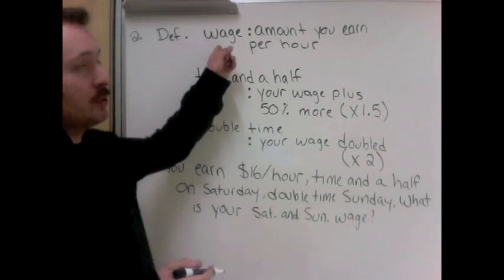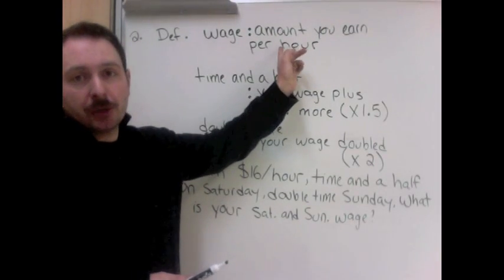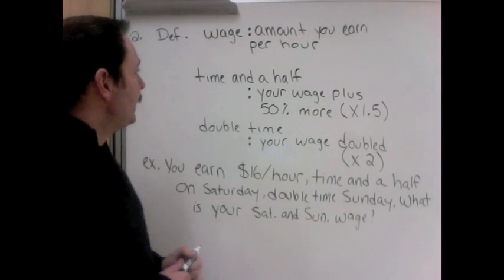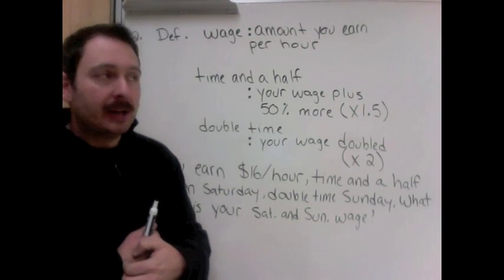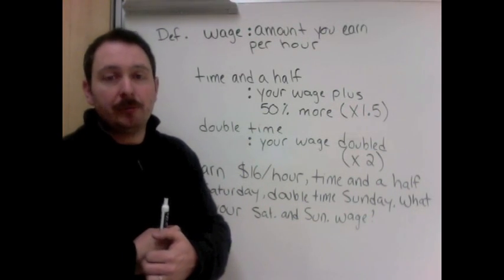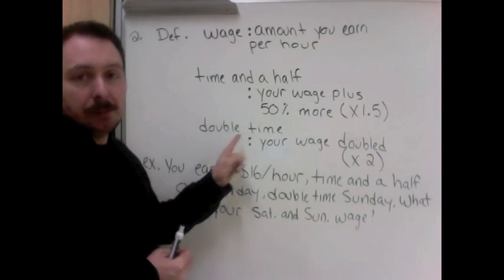Before we can go on, we need to look at a few definitions. So the first definition is wage. If someone says, what is your wage? Your wage is the amount you earn per hour. And now sometimes people earn overtime wages, and so on a stat holiday, if you had to work on Remembrance Day, you might get time and a half, or you might get double time.